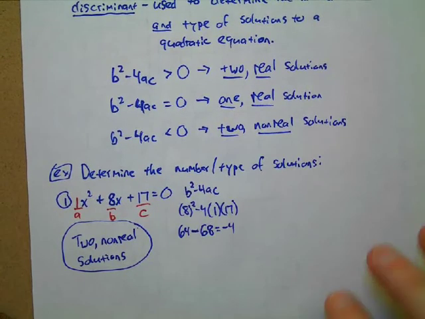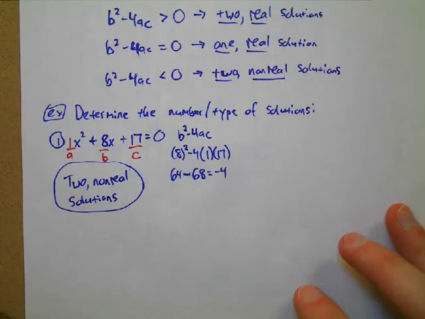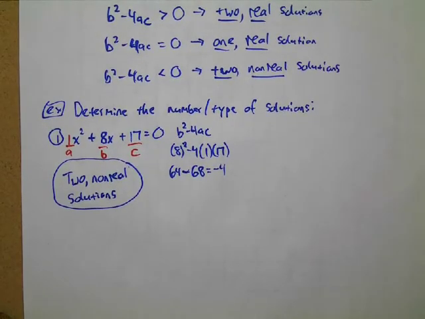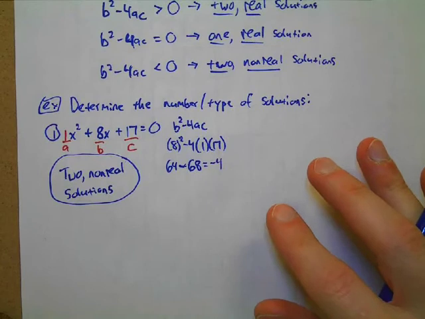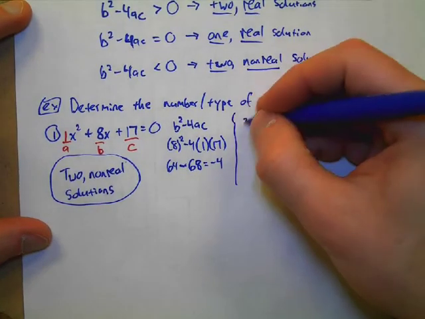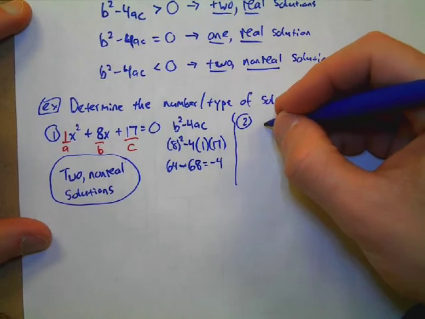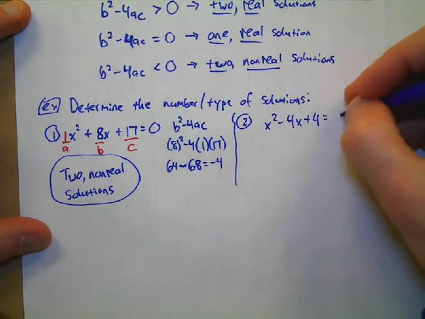Okay, it's not very satisfactory though, right? Because it's like, well, what are the solutions? Well, the discriminant doesn't tell us that. It just tells us how many there are. Okay, all right, we'll do 2 more here, and I'll have you guys try one on your own. X squared minus 4x plus 4 equals 0.